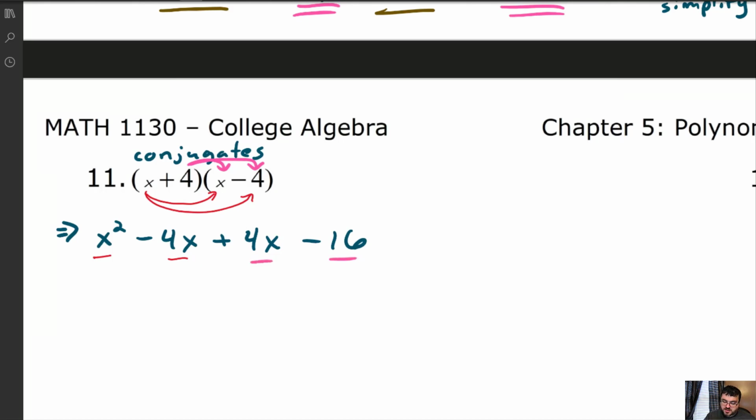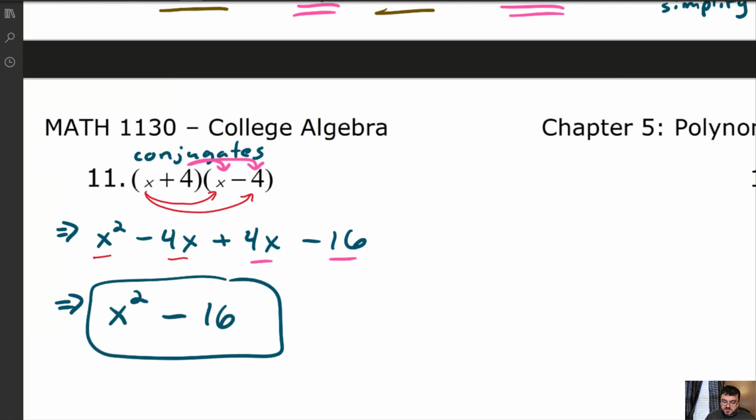Now, look in the very middle at these two terms: minus 4x and positive 4x. Those will basically add together and give 0. So what you're going to see every time you see conjugates, you're going to see those two drop out, and you end up getting just x squared and the minus 16. So it's basically like we just took the x multiplied by x and the 4 multiplied by 4. The middle stuff didn't end up working out, and then you have a minus sign between it.